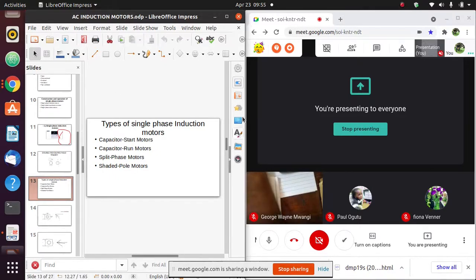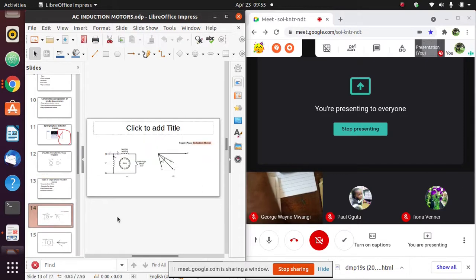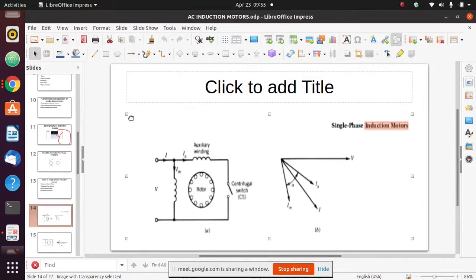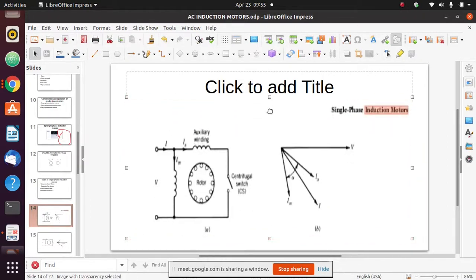Now capacitor start will have a capacitor. I don't know if you are able to see; let me enlarge this photo. This is the split phase. We have the main winding, the stator winding, and then we add an auxiliary winding there on the side. We have the rotor. The auxiliary winding is put 90 degrees out of phase to the main winding, the stator winding.